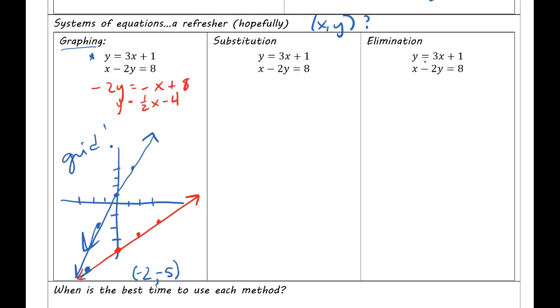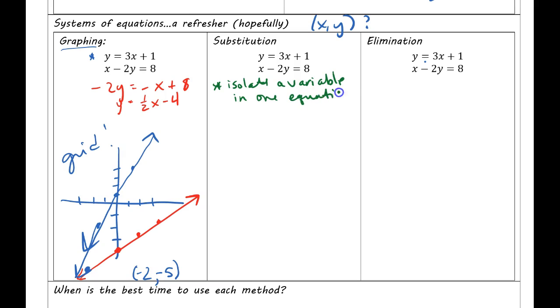All right, substitution, that is most people's favorite. It's not mine, actually elimination is mine, but substitution, most people, their teachers spend like a year on it, and so they're really good at it, but you still need a refresher. So how did substitution work? Well, substitution is a two-part process. The first thing is you need to isolate a variable in one equation.